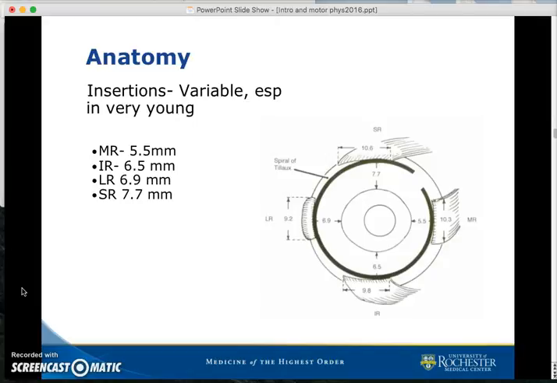So surgically, knowing where the insertion of the muscles is important when you're trying to hook the muscles. There's some variability with these, especially in patients who are very young, but typically they follow what we call the spiral of Tillaux, with the medial rectus being closest to the limbus, about 5.5 millimeters back, followed by the inferior rectus, 6.5, lateral rectus about 7, and superior rectus about 7.5 or 8 millimeters back. This is helpful when the muscles haven't been operated on before, or to use them as landmarks if you're trying to reoperate a muscle to figure out where they've been placed.